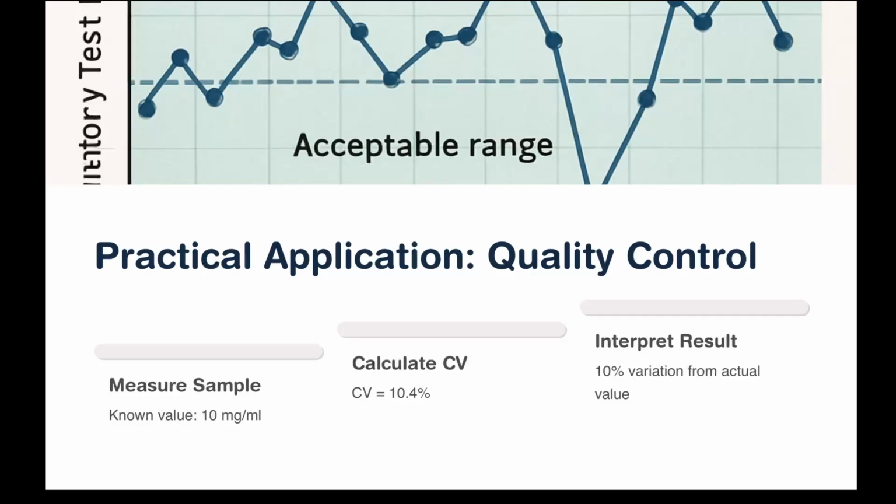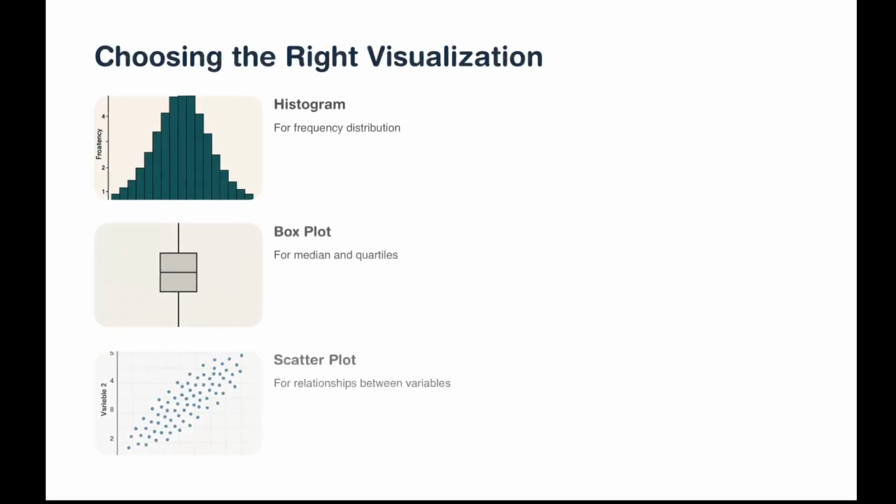So other than that, if you have a coefficient of variation, which you have already seen in the earlier slides, measure a sample of known value, then calculate the coefficient of variation. Interpret the result as 10% variation from the actual value. We need to use the right visualization for properly demonstrating and also annotating the data which we have analyzed.